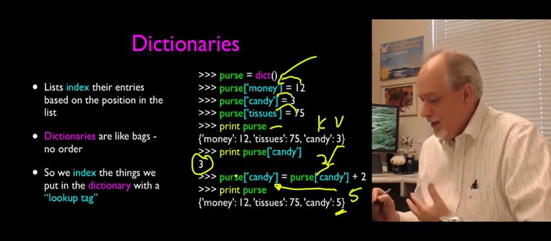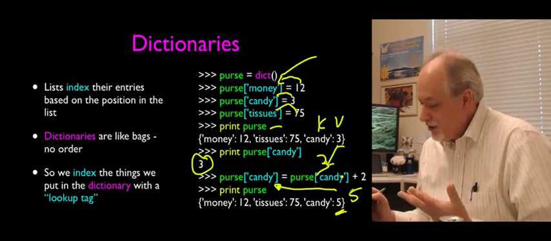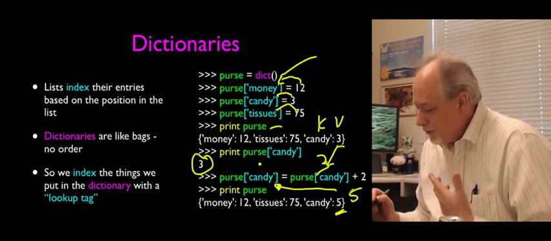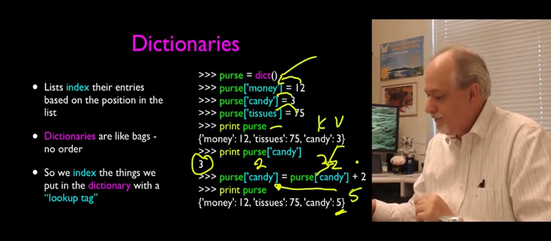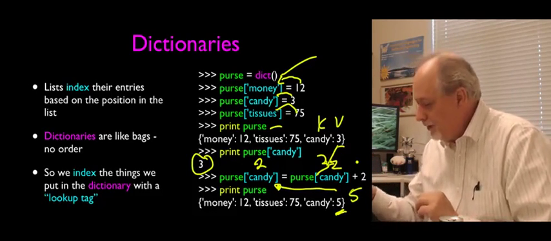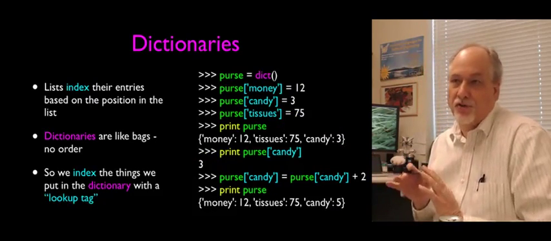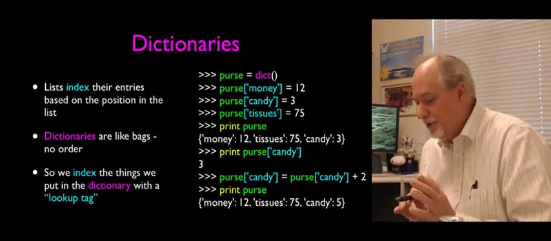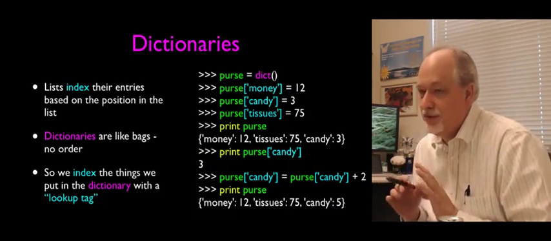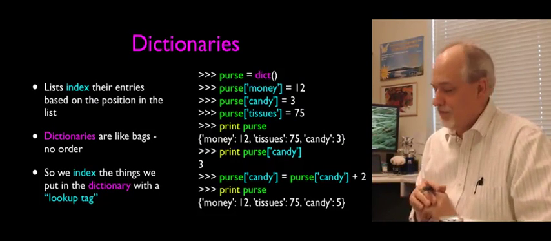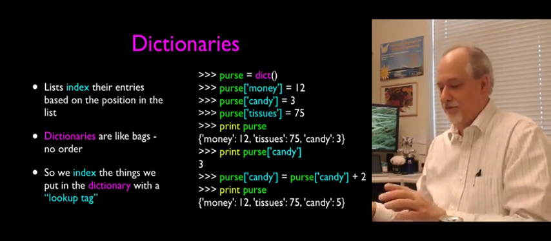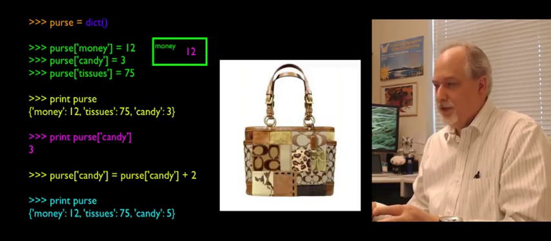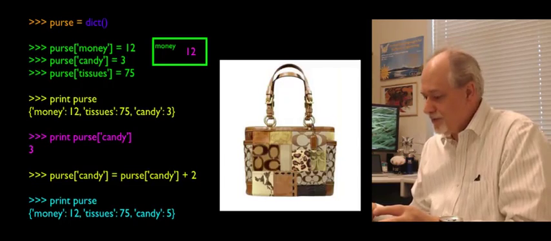And so this is a place, and you could do this with a list, except these would be numbers. You could say purse sub 2 is equal to purse sub 2 plus 2, or whatever. But in dictionaries, there are labels. Now, they're not strings. Strings is a very common label in dictionaries, but it's not always strings. You can use other things. In this chapter, we'll pretty much focus on strings. You could even use numbers, and then you would get a little confused. But you can.